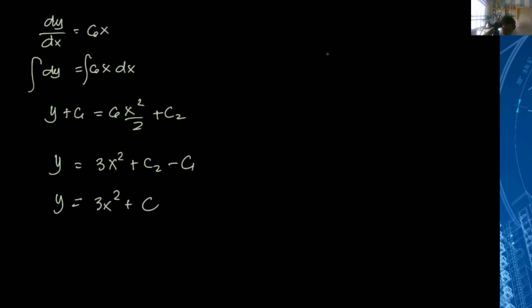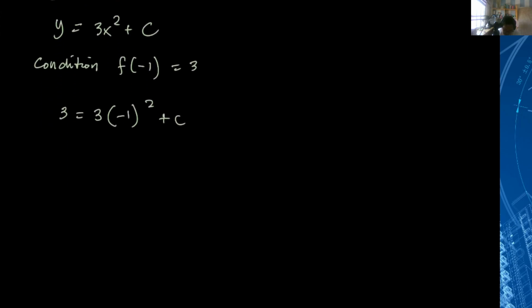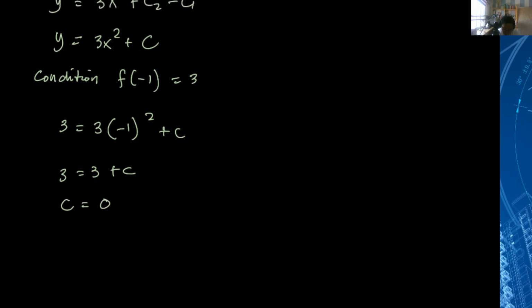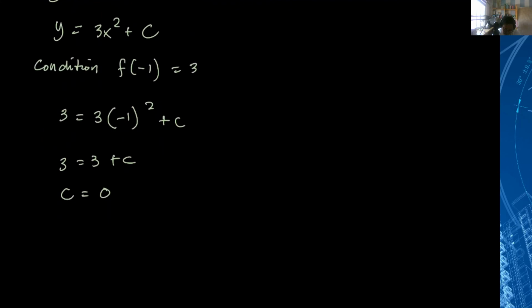Let's use the condition: f of -1 equals 3. We will solve for c using this condition. So y equals 3 times (-1) squared plus c. This becomes 3 equals 3 plus c, since (-1) squared is 1. Therefore, c equals 0. Correct? Okay, we now have the value of c.